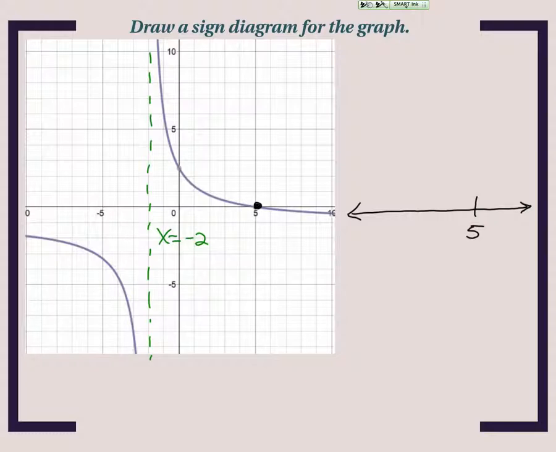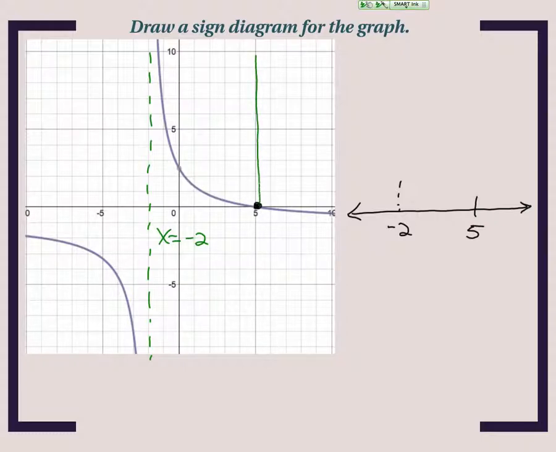Now I don't want to put a normal mark because that means a 0. This isn't a 0. Y does not equal 0 here. So I'm just going to put a little dashed line for -2. So that's how we can tell the difference: if I've got a 0, I've got my normal hash mark, but if I have a dashed line, that's my asymptote. That's where the function is undefined. There is no answer for y at that spot.